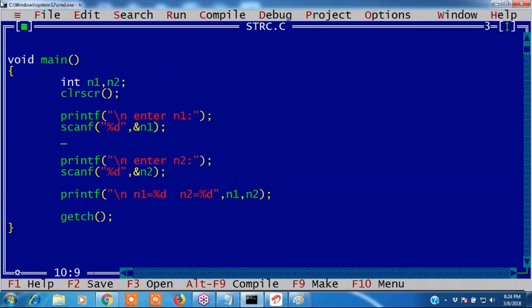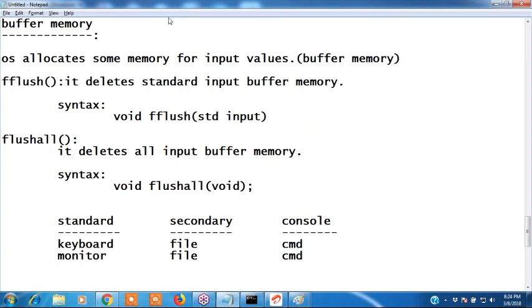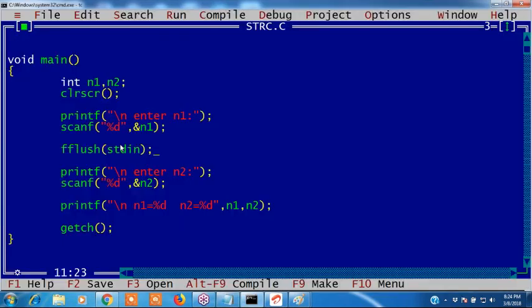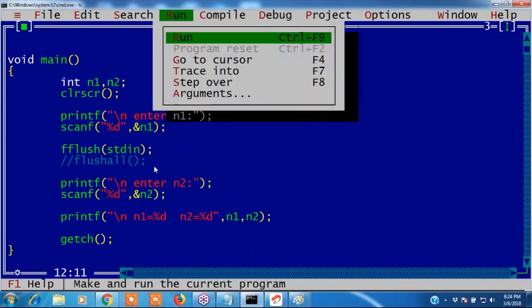After entering n1, I want to delete that memory. How to delete it? fflush. We can use fflush(stdin); standard input constant is required. Or we can also use flushall, which deletes all. Void means no need to write anything. Use flushall or stdin. Now see what will happen.